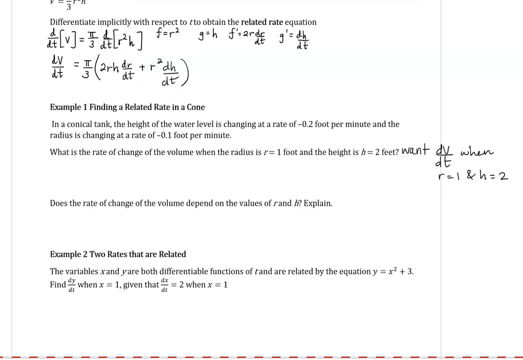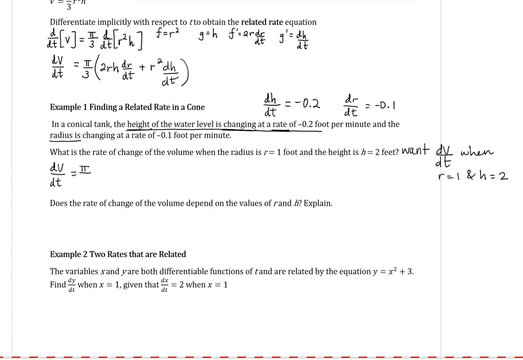We also have values to plug in for dr/dt and dh/dt now, because they tell us that the height of the water level is changing at a rate of negative 0.2. The height is changing at a rate. Rates are derivatives. So we know that dh/dt, the rate of change of the height, is negative 0.2. They also told us that dr/dt, the rate of change of the radius, was negative 0.1. So now we have values to plug in to this entire equation.